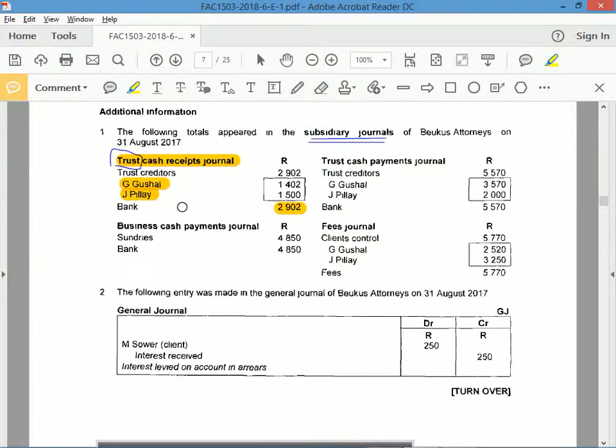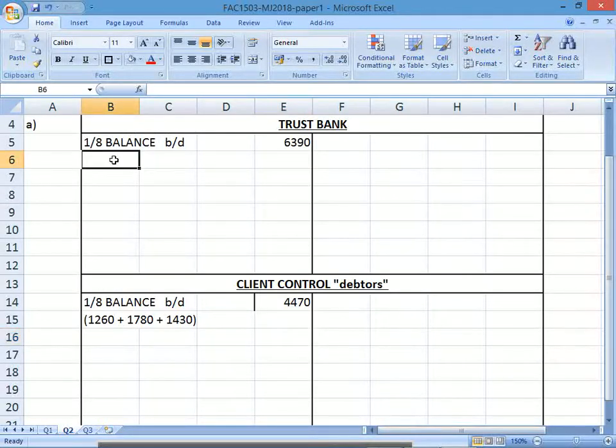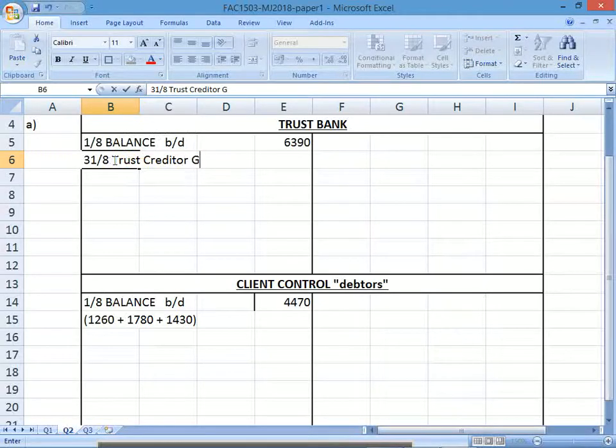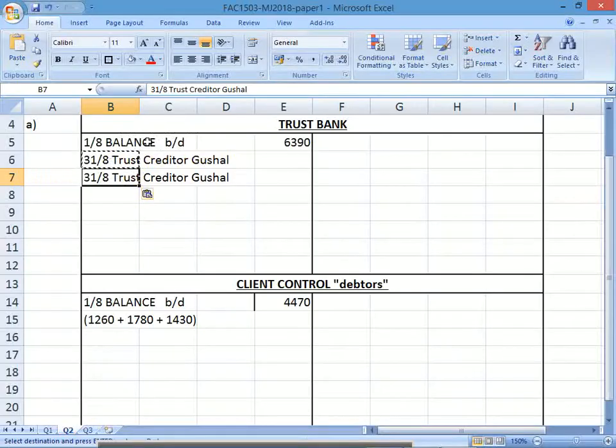Right, for G and for P. Okay, I think it's worthwhile showing it separate. You could show it as 1. I'm going to show it as 2, just because. Okay, in the trust bank account, I would have shown 31st of the 8th, trust creditor Gushal, because they've given it to me separate, and trust creditor Pillay. Okay, if you wanted to group that as 1, great, then just show your working. 1 plus the other.